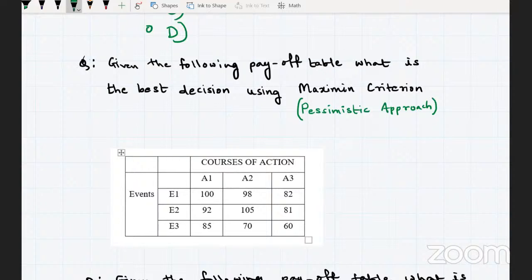The reason is, see, I'm showing you 3 questions. The same pattern will be there in your paper. One question on Maximax, one on Maximin, one on Laplace, one on regret, one on EMV. So 5 are here, and then some theoretical type questions will be there.